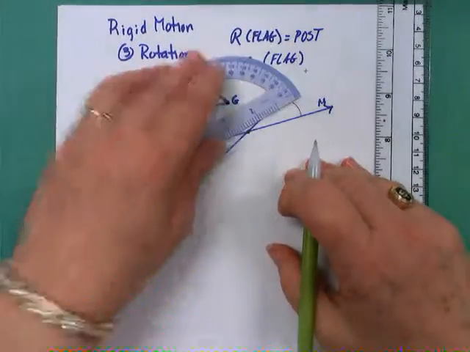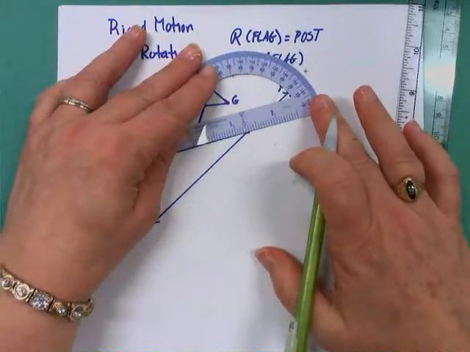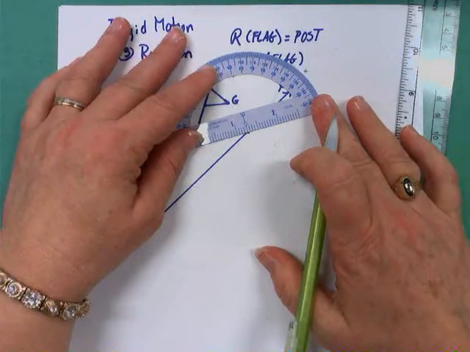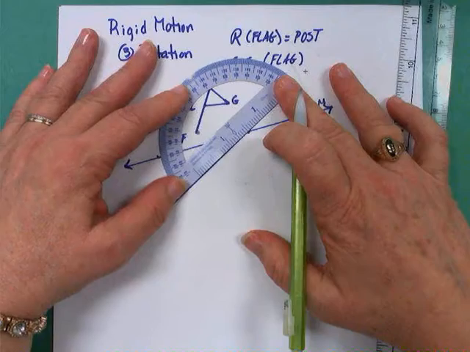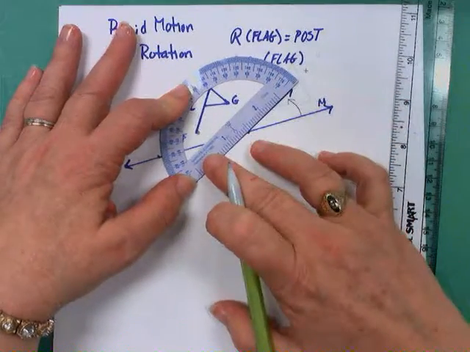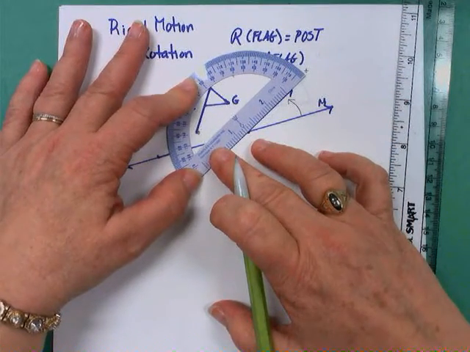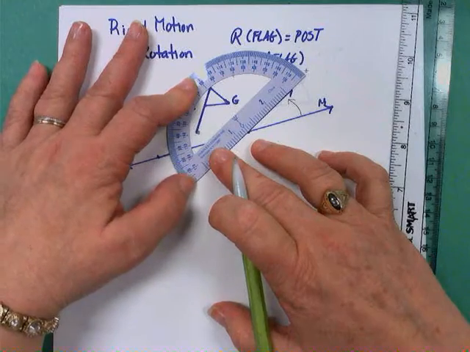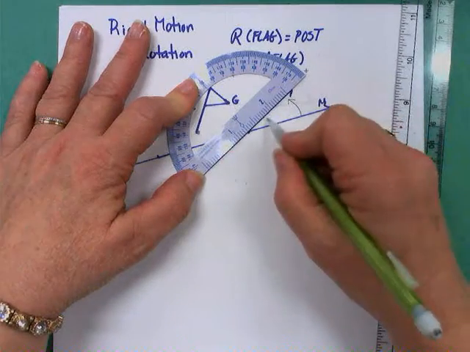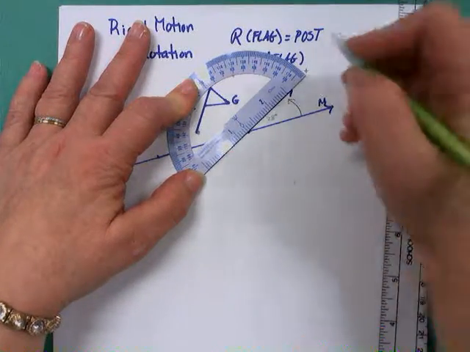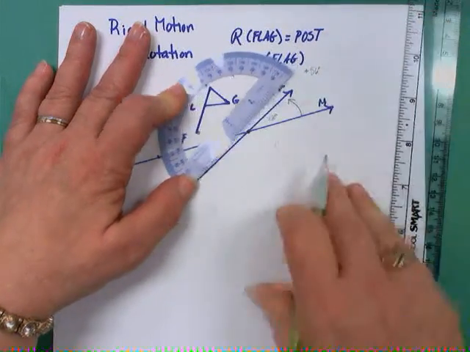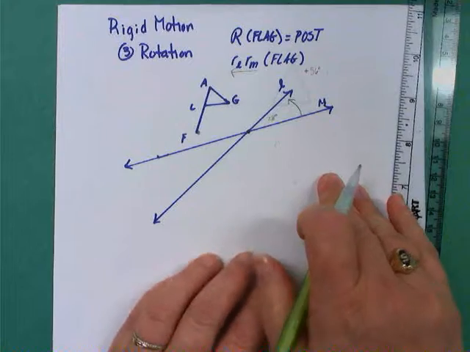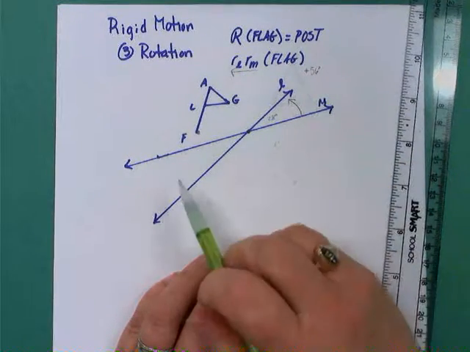I measure that acute angle between the two lines, and this isn't lined up so great, so I'm going to measure the vertical angles. Remember, vertical angles are congruent. Center of the protractor to 0, it looks to me like a 28-degree angle. That means my rotation is going to be a 56-degree counterclockwise rotation, positive 56-degree rotation.